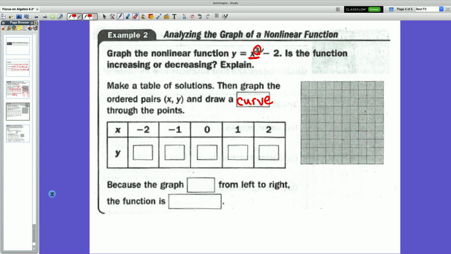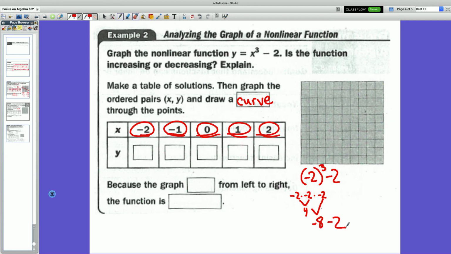All right? So, but you start off the same way. So I'm going to start by plugging these points in for x. Okay? So I'm going to have x is negative 2 to the third power minus 2. Negative 2 to the third power really means negative 2 times negative 2 times negative 2. So negative 2 times negative 2, that's 4. 4 times negative 2, that would be negative 8. And I still have a minus 2 at the end. So negative 8 minus 2, that's going to give me a negative 10.